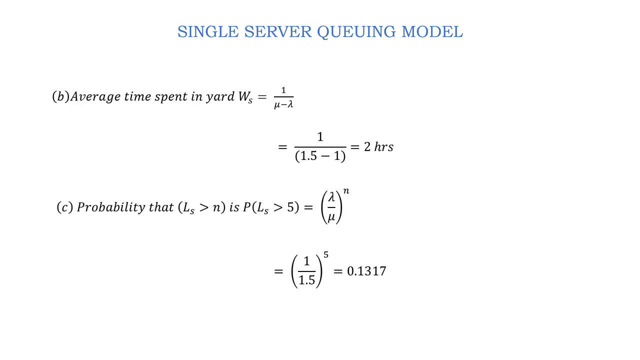Next, coming to the average time spent in the yard, Ws equals 1 by mu minus lambda. So on substitution we get 2 hours. This 2 hours includes service time also.